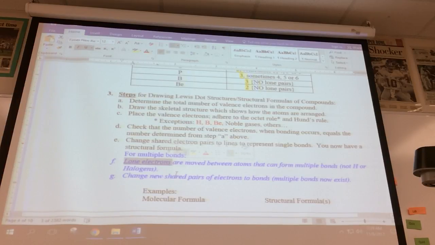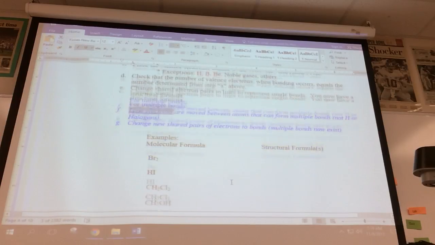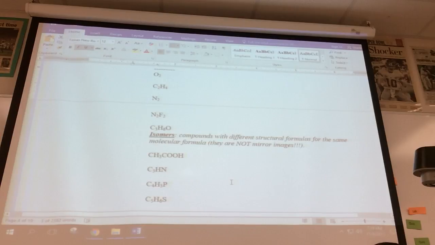You will need to move those lone electrons to a position that can accommodate a multiple bond, never between a hydrogen and something. For this year, not between a halogen and something. And then you'll change those multiple shared pairs into bonds to represent multiple bonds. We're going to walk through a bunch of easy examples first, and then we'll get into far more challenging ones. And we'll also introduce the concept known as isomers. Although you've seen isomers before in biology, but you may not have realized they were isomers at the time. And we'll be sure to point that out. And again, if you have your rules in front of you, it will be helpful to you as we get started.